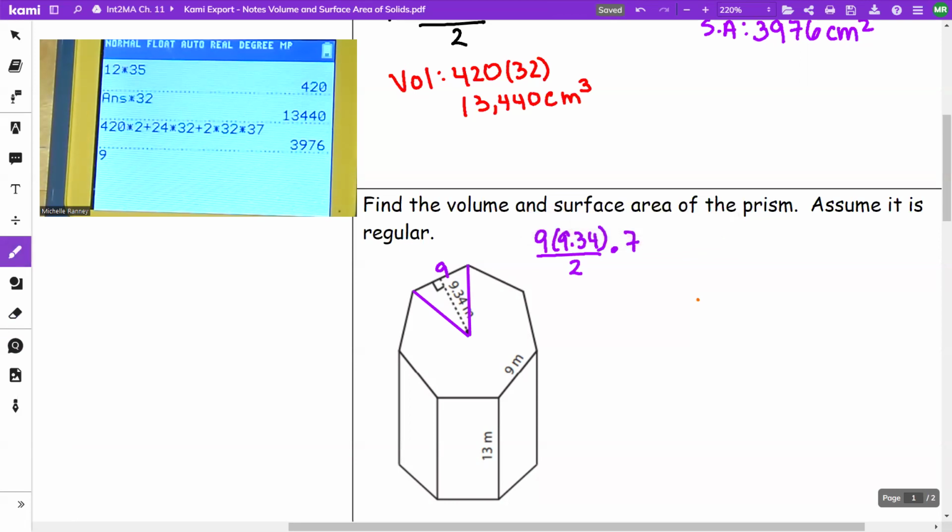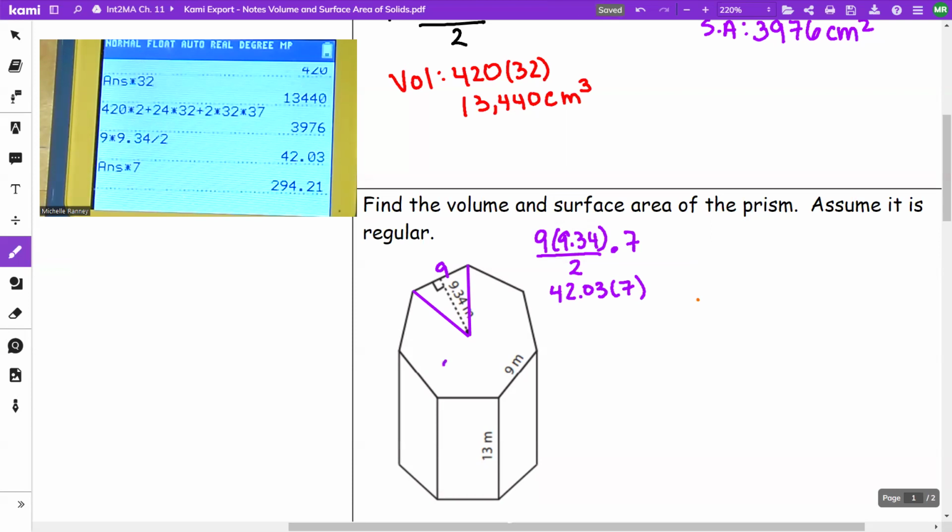So I'm going to go 9 times 9.34 divided by 2. And so that was 42.03. And I have 7 of them. So I'm going to times it by 7. And so the area of this is going to be 294.21. That's the area of that.